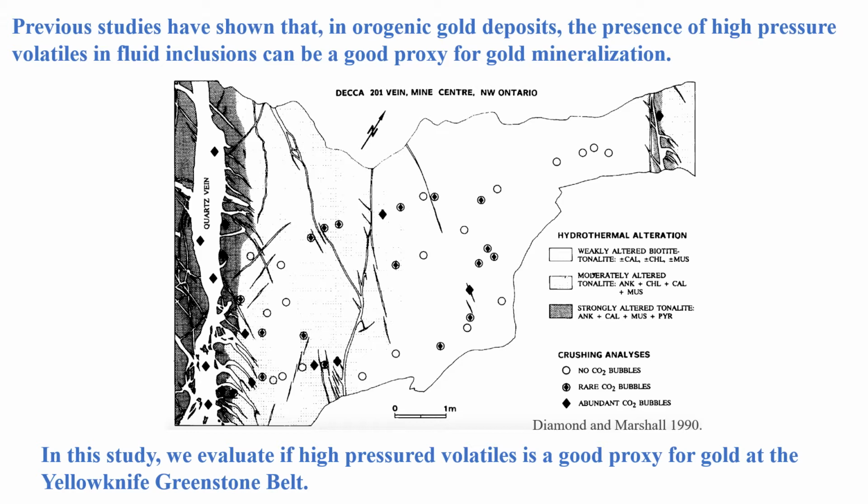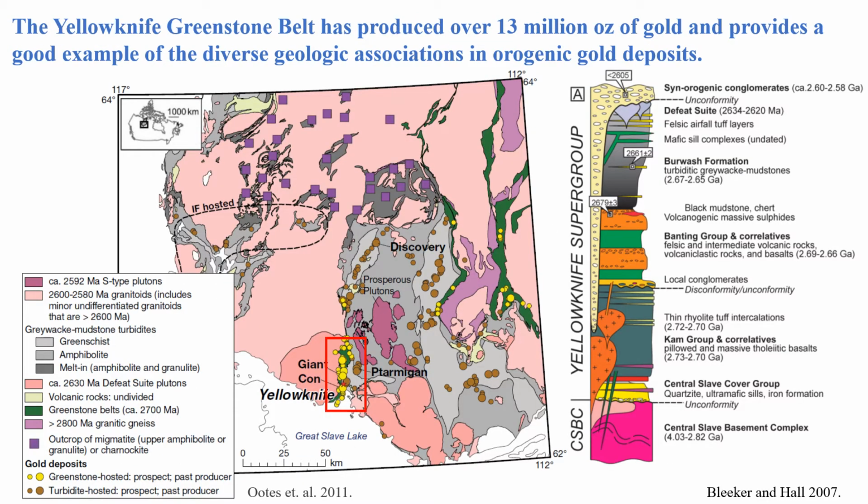In our study, we followed a similar strategy and we tried to find out if high-pressure volatiles are a good proxy for gold mineralization at the Yellowknife Greenstone Belt. Very briefly, I want to talk about the geology of the study area.